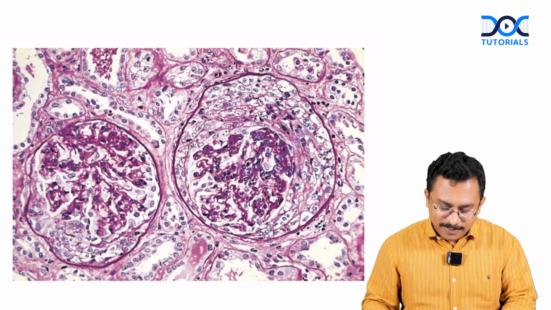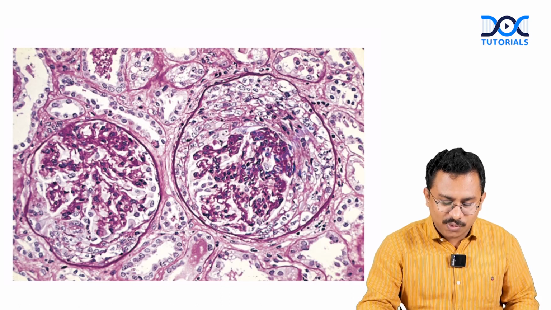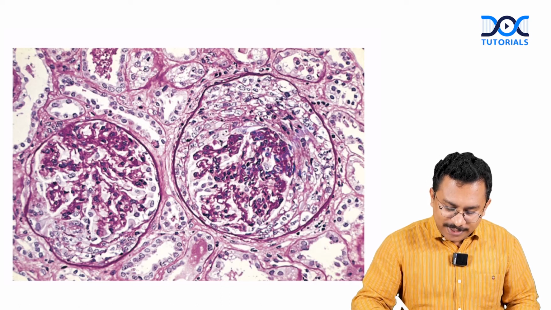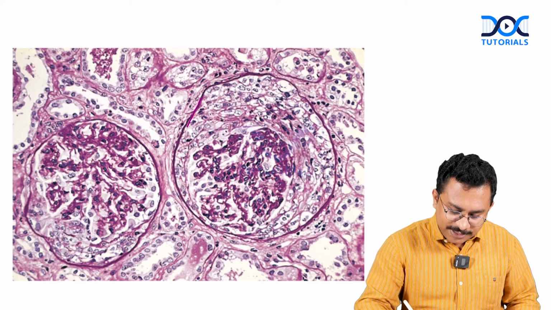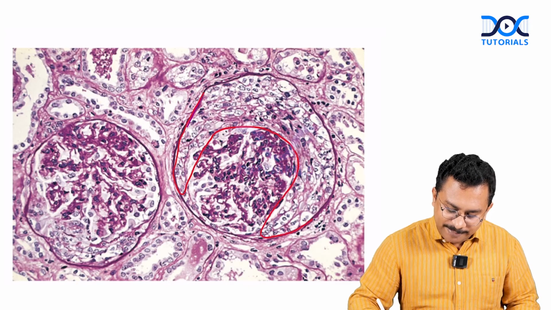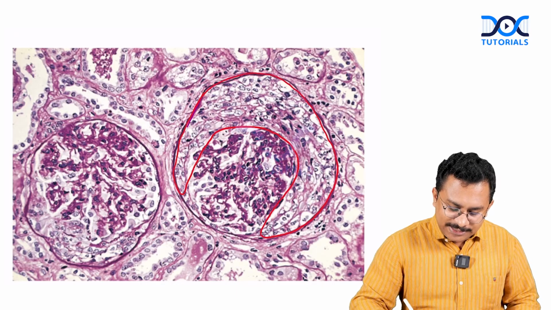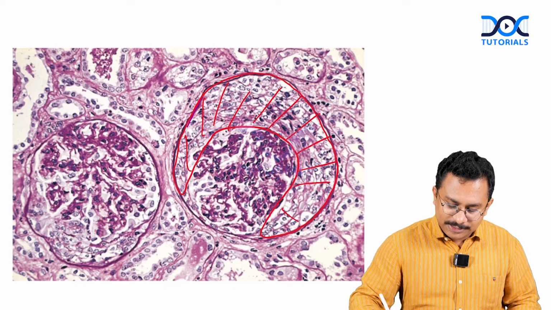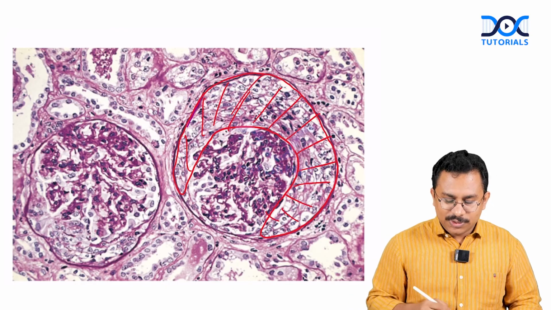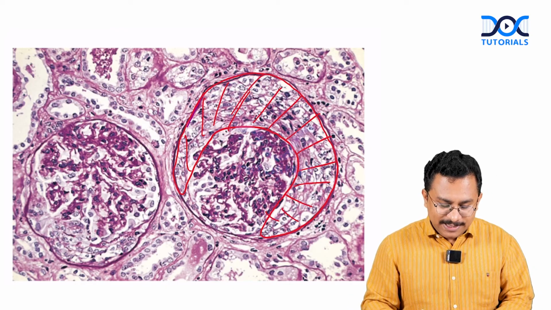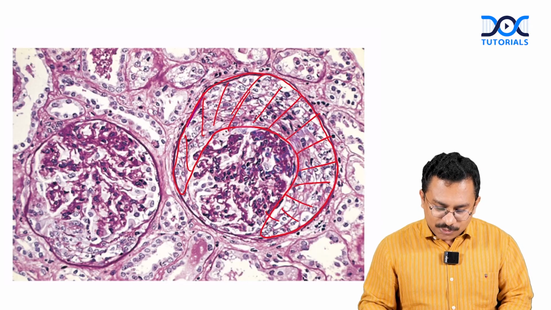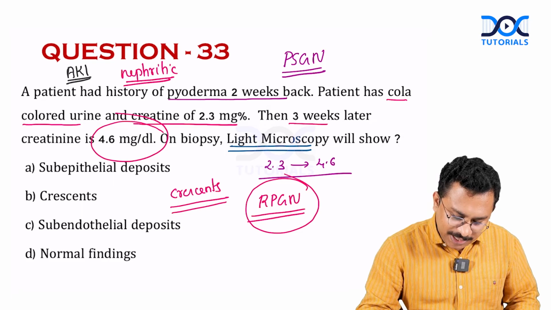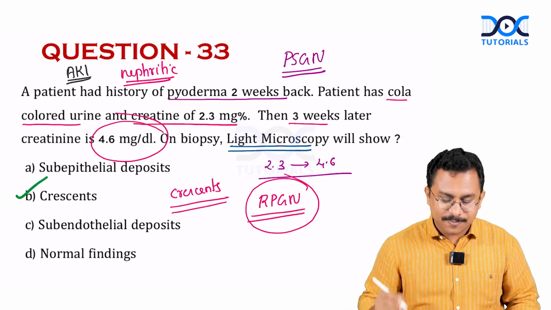I'll just show you an image, almost a similar image that I have shown in my lectures. You can see that there is a significant proliferation here. Yes, you're noticing. This is the proliferation in a crescent-shaped manner. Can you see the crescent shape where you have got all this proliferation? So this proliferation is actually a crescent. So in light microscopy, the finding will be the presence of crescents.